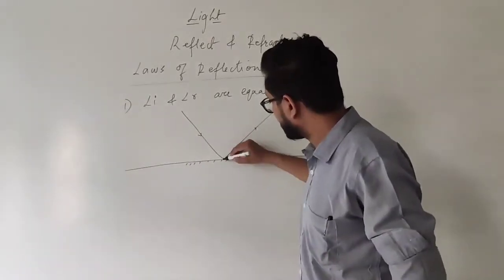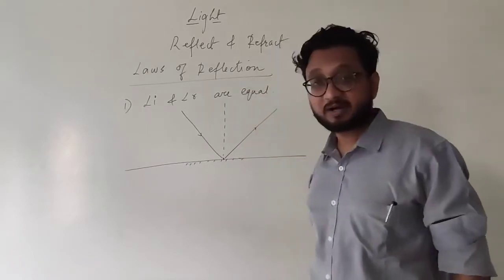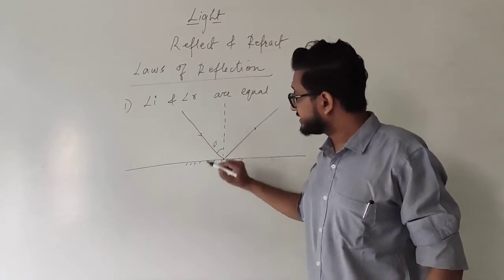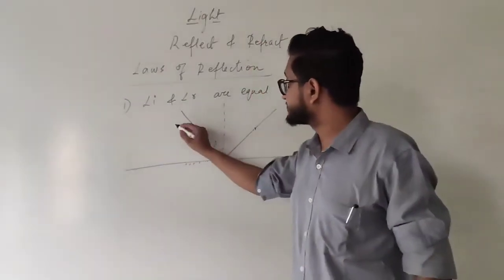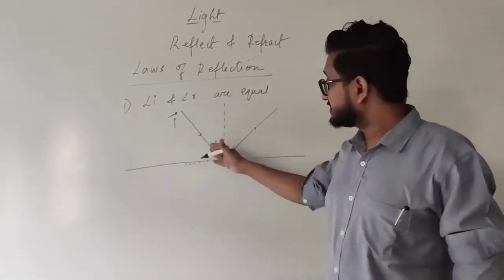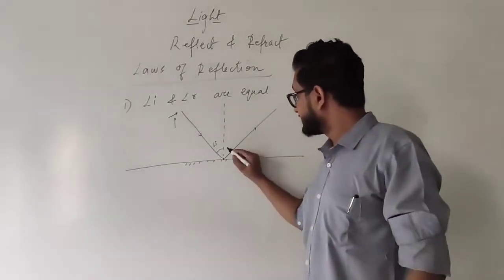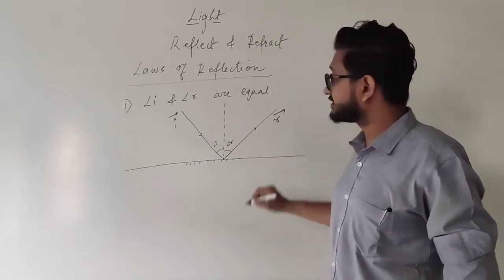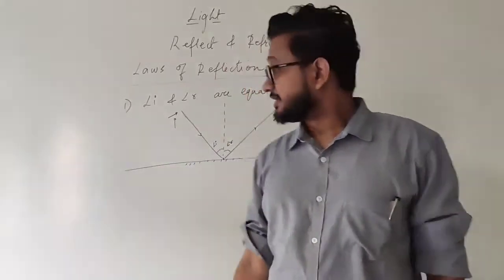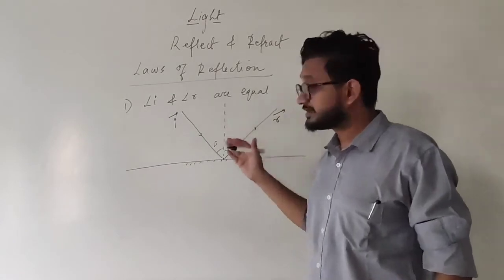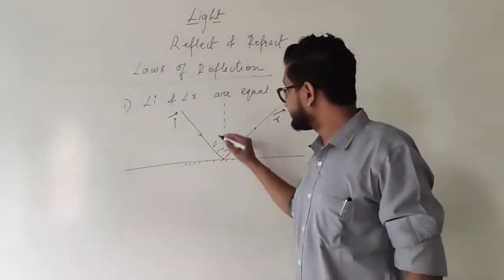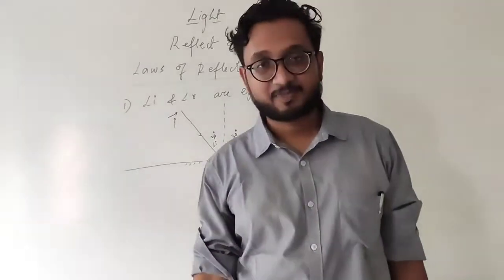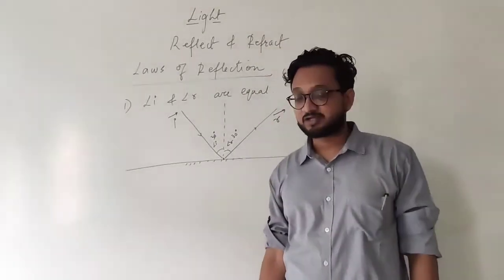and at this particular point we also have a normal that is perpendicular to the surface. The angle formed by the incident ray, that is this one, with the normal is called the angle of incidence, and the angle of reflection is the angle formed by the reflected ray with the normal. Okay? And the law states that these two angles are equal. That means if this angle is 30 degrees, then this angle will also be 30 degrees. Okay? This is the first law of reflection.